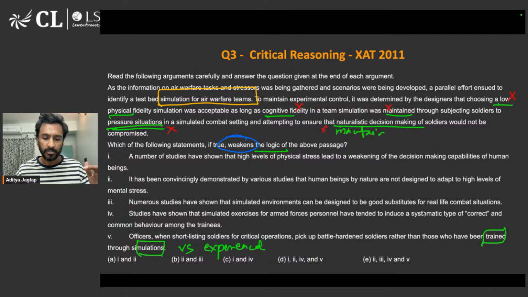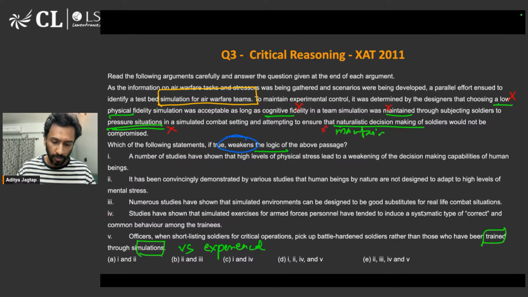We want an option which will say the kind of training recommended by the author in the passage here is not going to work, or that would not suffice. Correct? So it's not training versus experience, but training versus possibly some other form of training. That is what is being discussed. In short, statement 5 is unrelated.